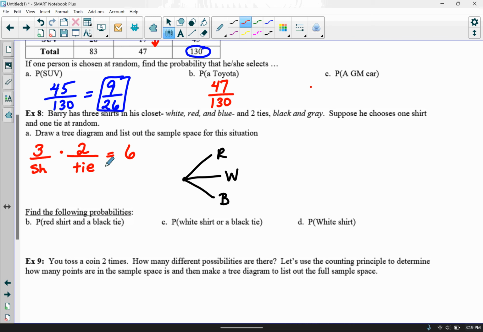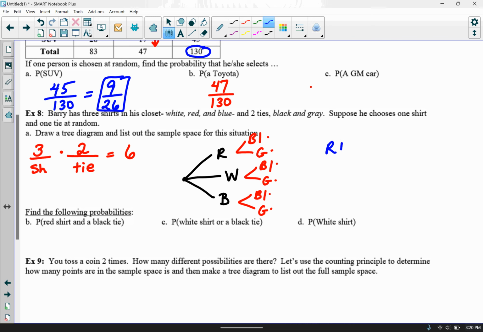Then move over to your ties, and then that number tells me to branch off twice from each one of those. And then put in my tie choices, and they can be black and gray. So I'm going to put BL for black and GR for gray. Now remember, you should end up with 6 total ending branches. So 1, 2, 3, 4, 5, 6. Remember, you read these tree diagrams from left to right, top to bottom. So now my 6 points in my sample space.